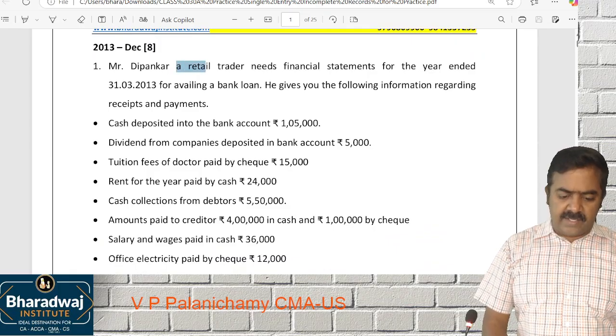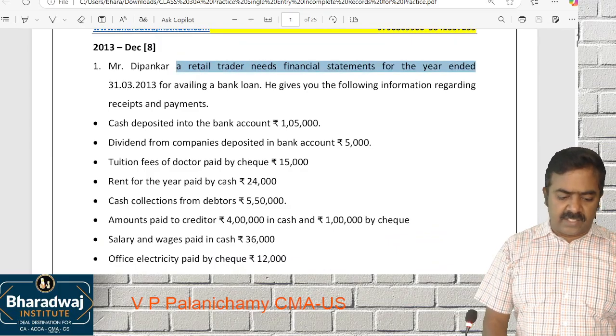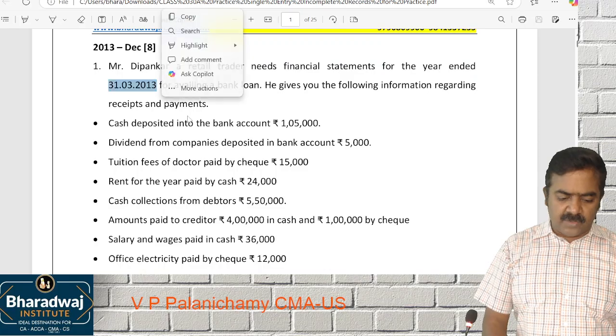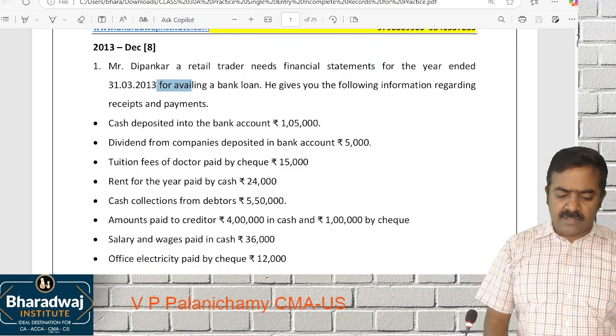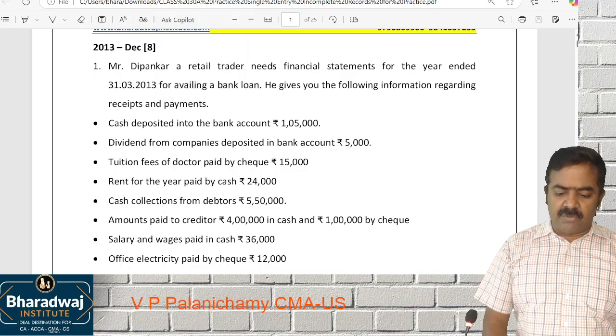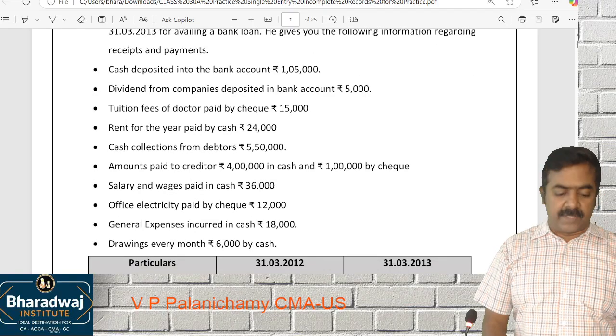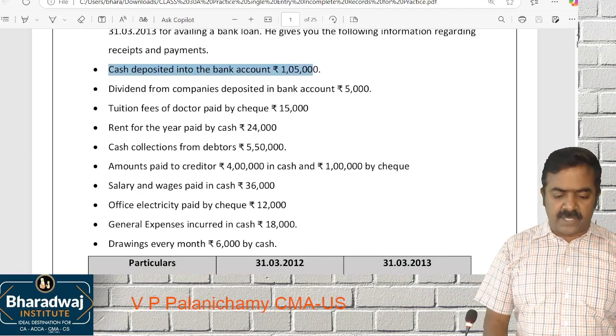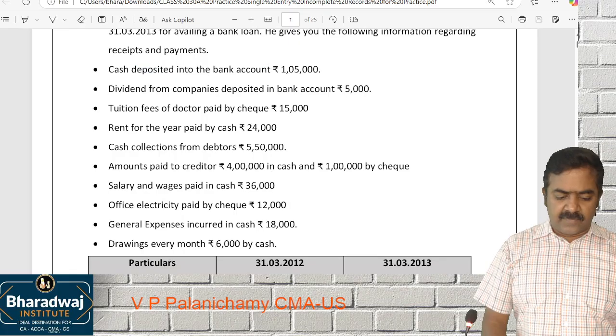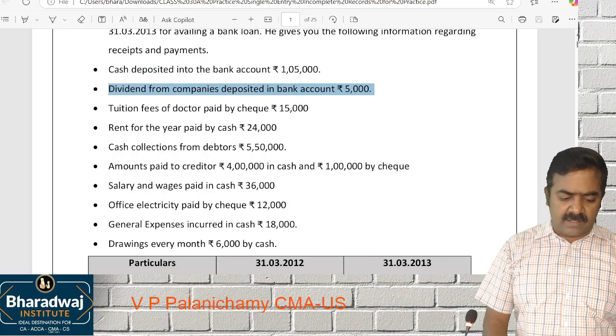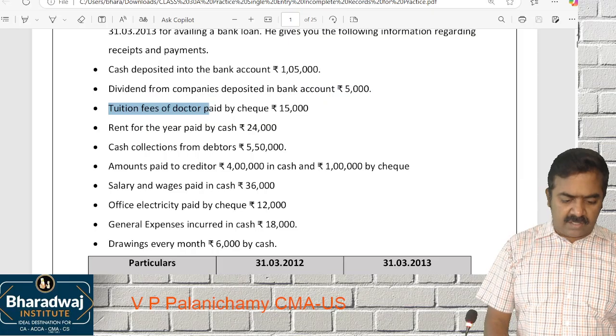A retail trader needs financial statements for the year ended 31st March 2013 for availing a bank loan. He gives you the following information regarding receipts and payments: cash deposited into the bank, dividend from companies deposited into the bank, tuition fees of doctor paid by check.